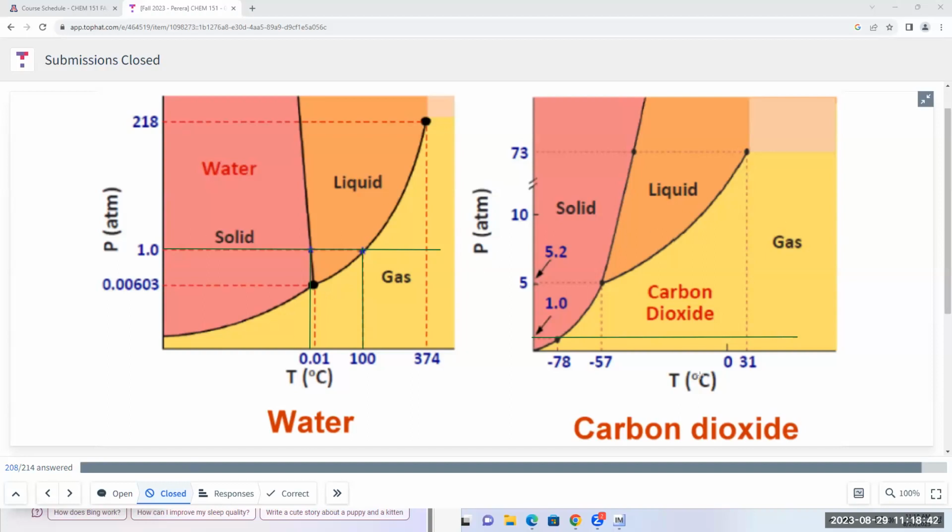And then they're asking for the normal sublimation point of carbon dioxide. You see that sublimation involves solid becoming a gas, that is the solid gas boundary. The 1 atm line crosses the solid gas boundary around this point. At that point, the temperature on the x-axis is minus 78. Therefore, the normal sublimation point of carbon dioxide is minus 78 degrees Celsius.